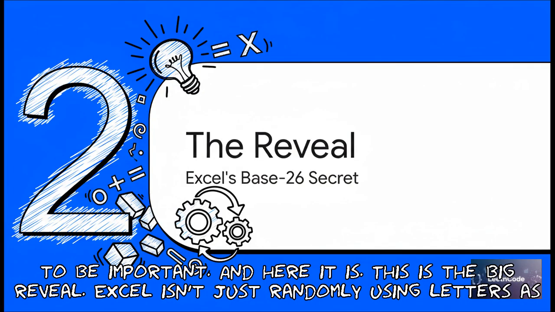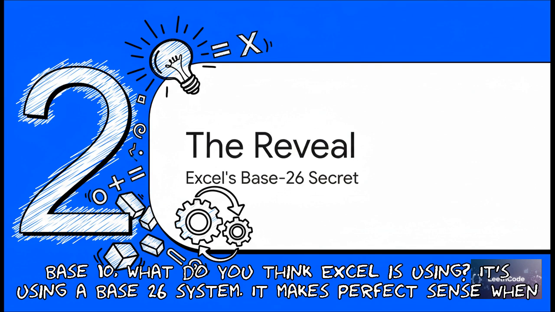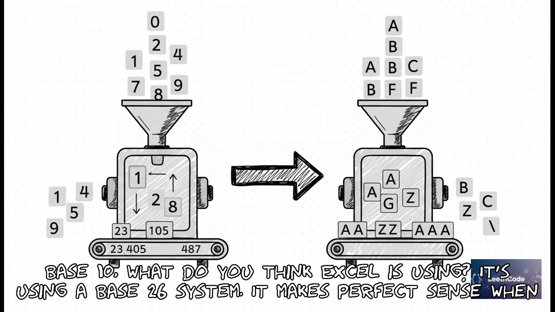And here it is. This is the big reveal. Excel isn't just randomly using letters as labels. Nope. It's using them as digits in a totally different number system. So if we use base 10, what do you think Excel is using? It's using a base 26 system.